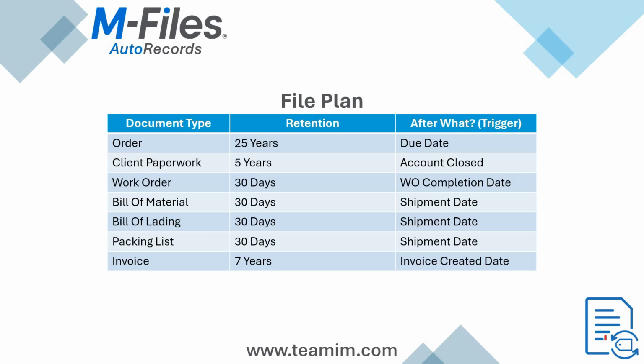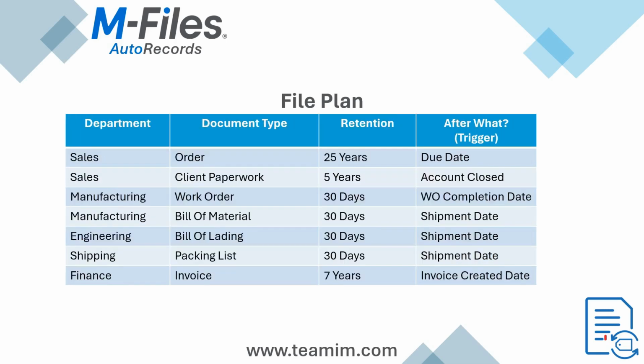One way to do this is to work with each department and develop parts of the file plan with a single department at a time. So a good next step is to add the department to each document type so we can begin working with one department at a time.